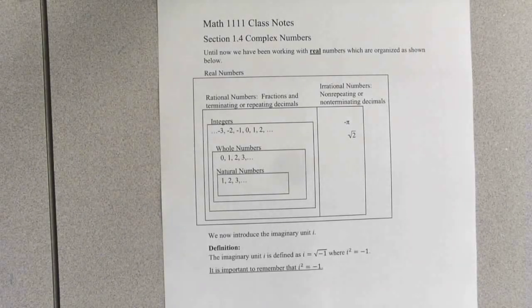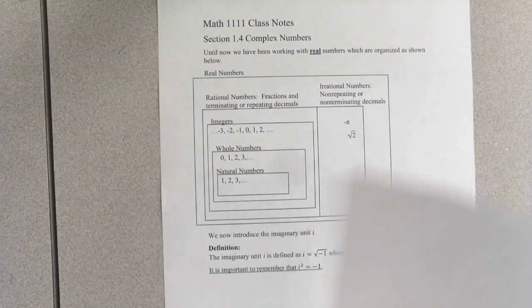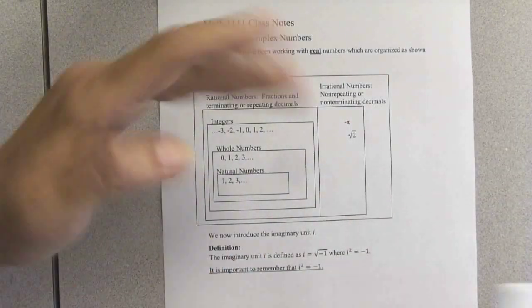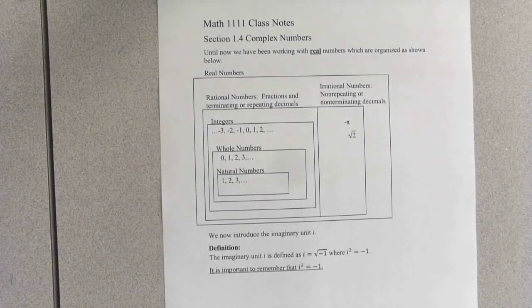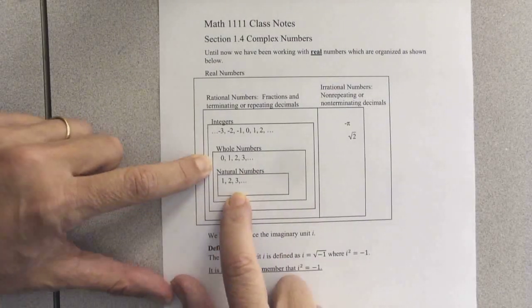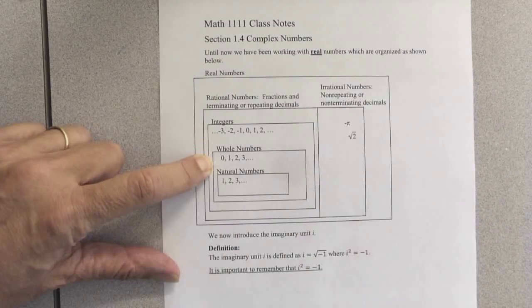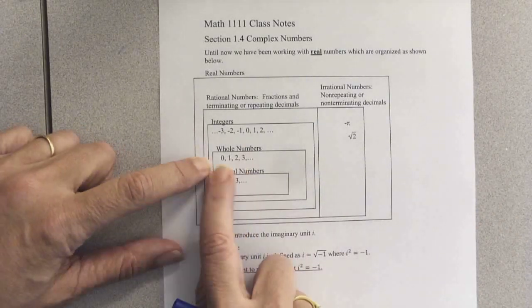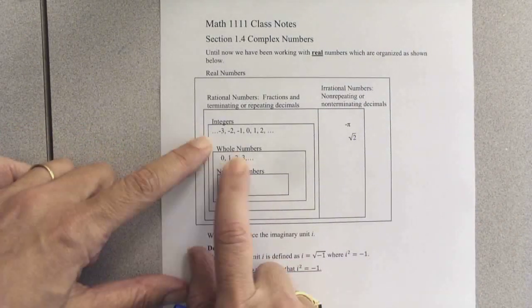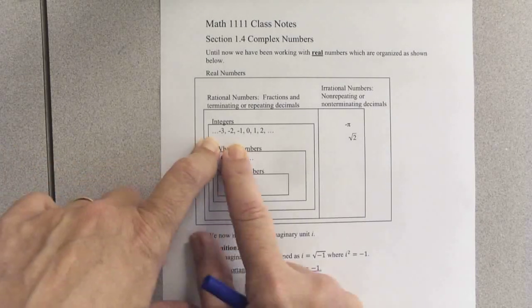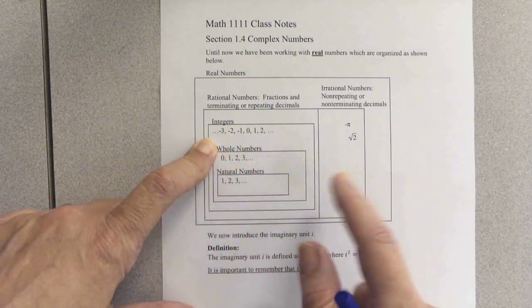Okay, section 1.4, complex numbers. Up until now, we've been working with real numbers. So here's our chart for real numbers. And you don't have to memorize this chart or anything, but there are different types of numbers. So the numbers you learn about when you're in elementary school, natural numbers, 1, 2, 3, 4, and so on. Then you've got whole numbers, which include 0. Then you get somewhere into middle school and you learn about negative numbers.